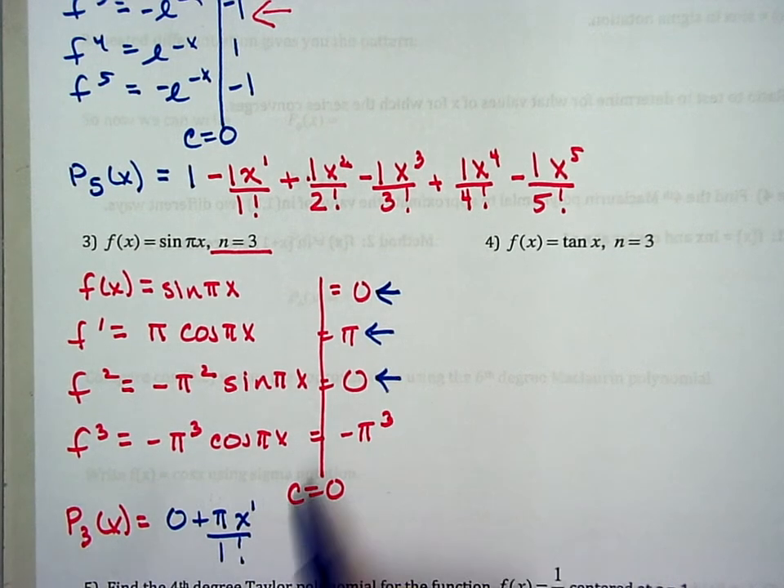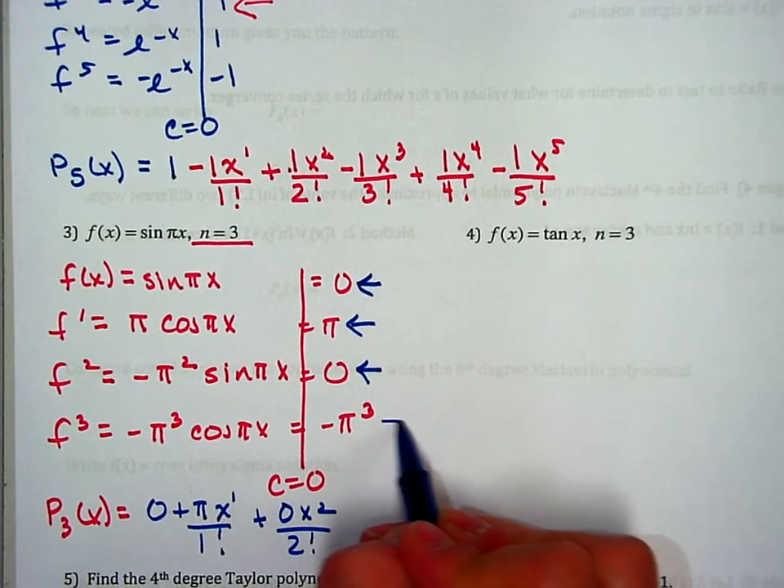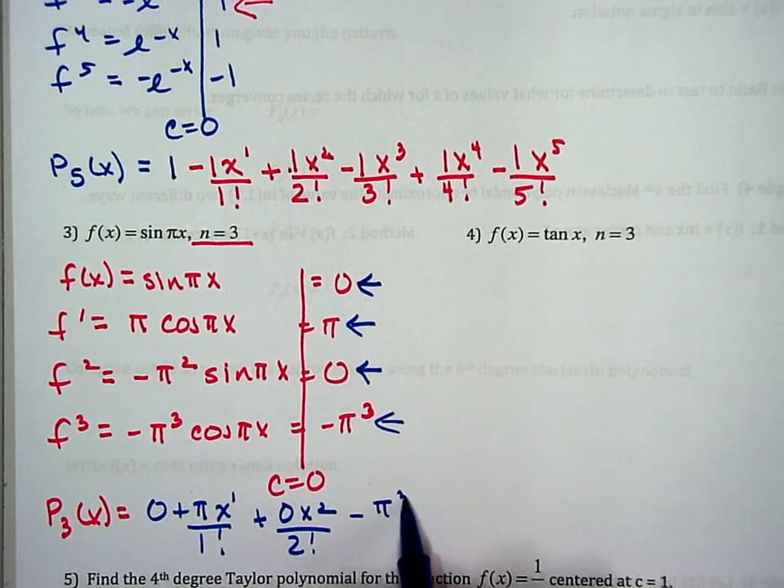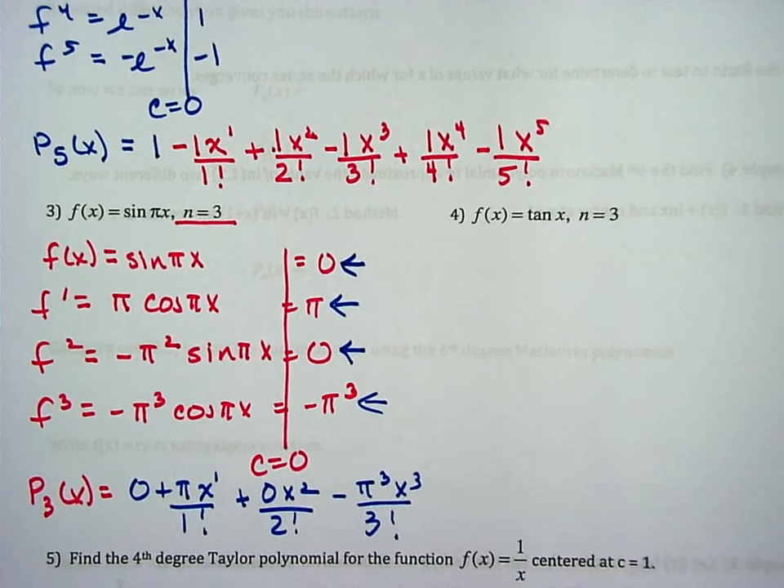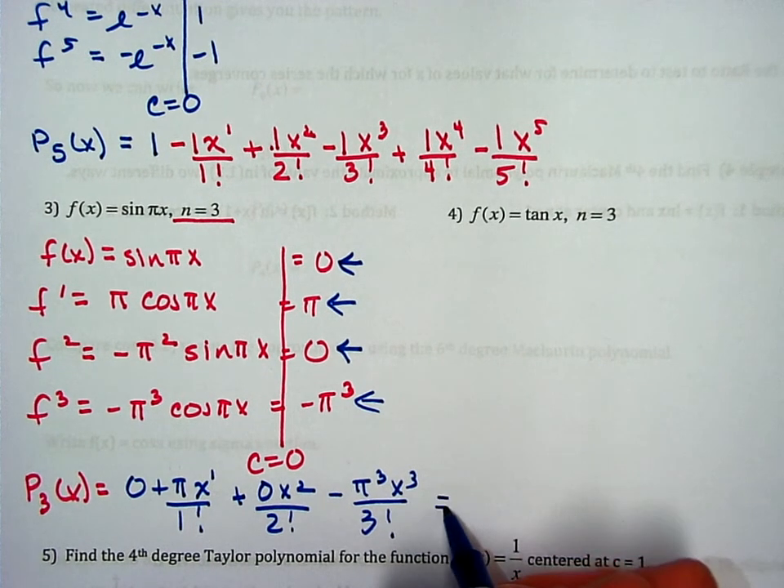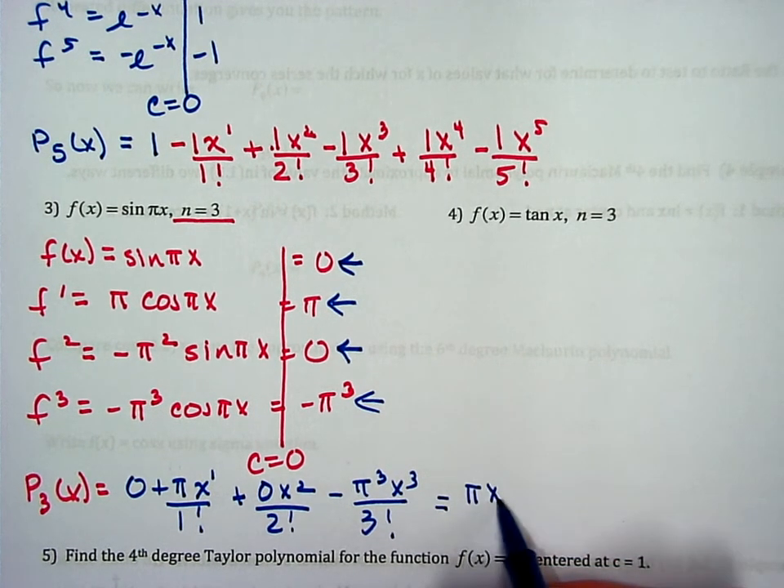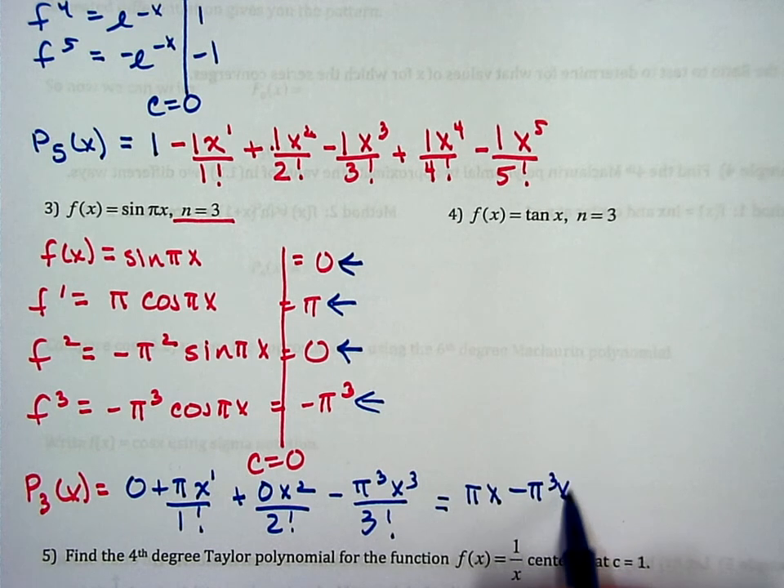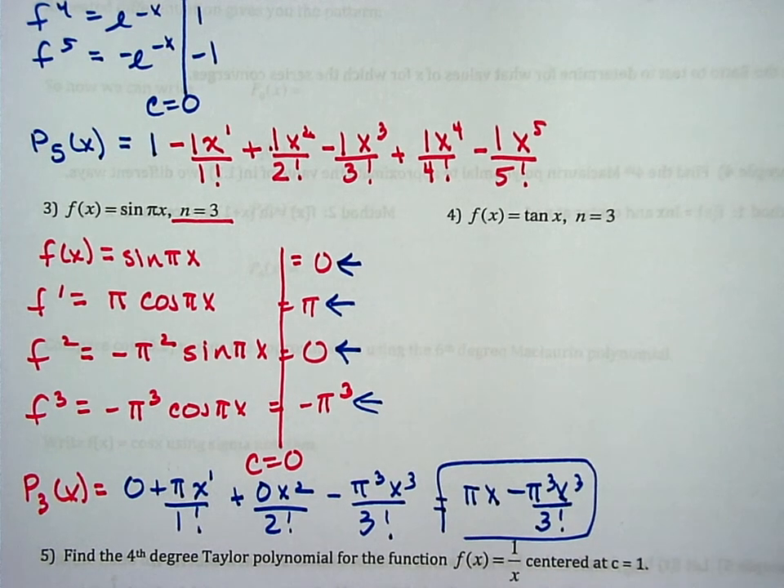The next derivative is also 0. It's 0x squared over 2 factorial. My 3rd derivative is negative pi cubed, x cubed over 3 factorial. Again, you don't have to write the terms with the 0, so really you can just rewrite this as pi x minus pi cubed, x cubed over 3 factorial. This is your 3rd degree polynomial.